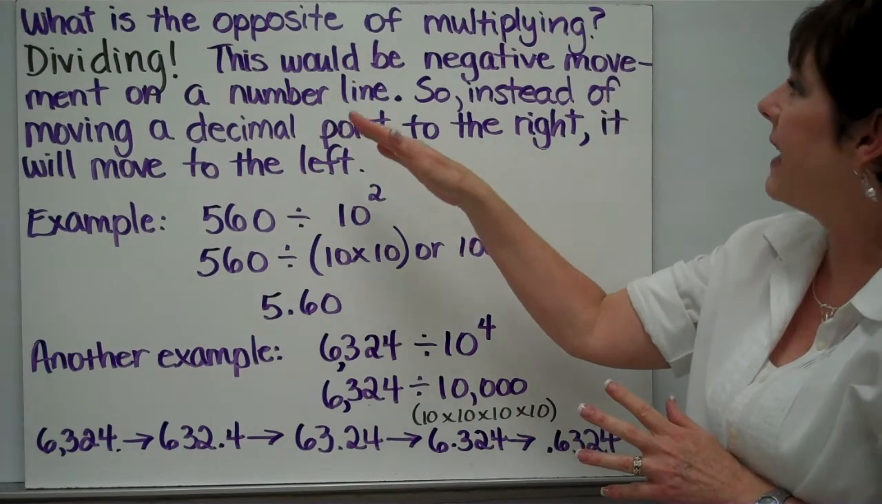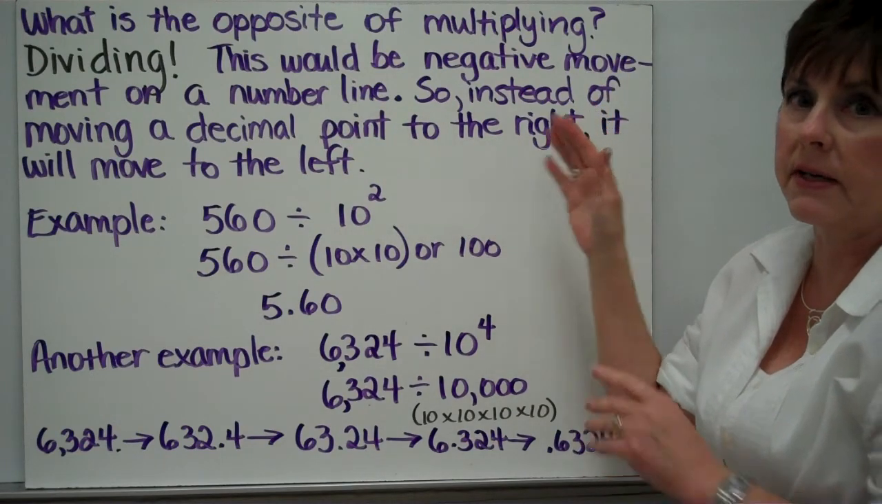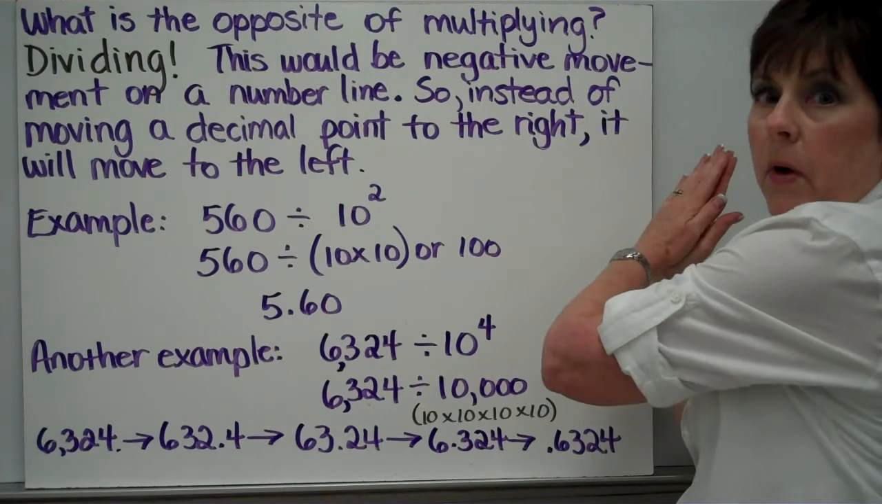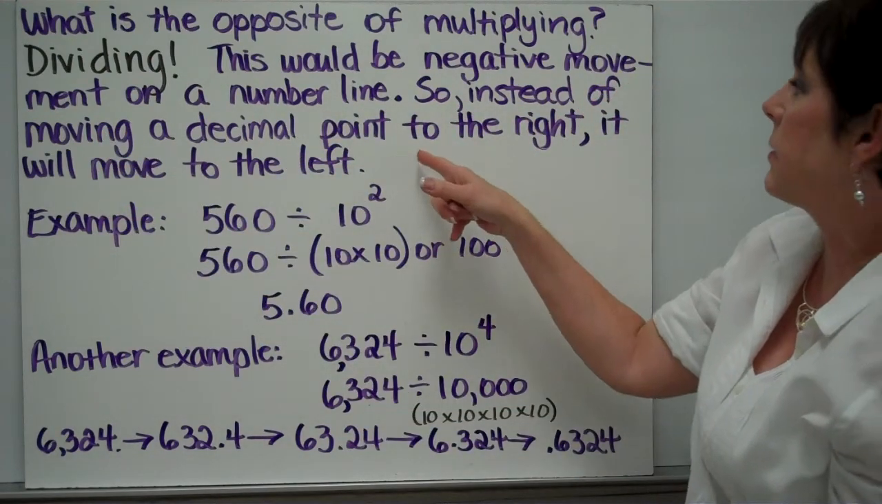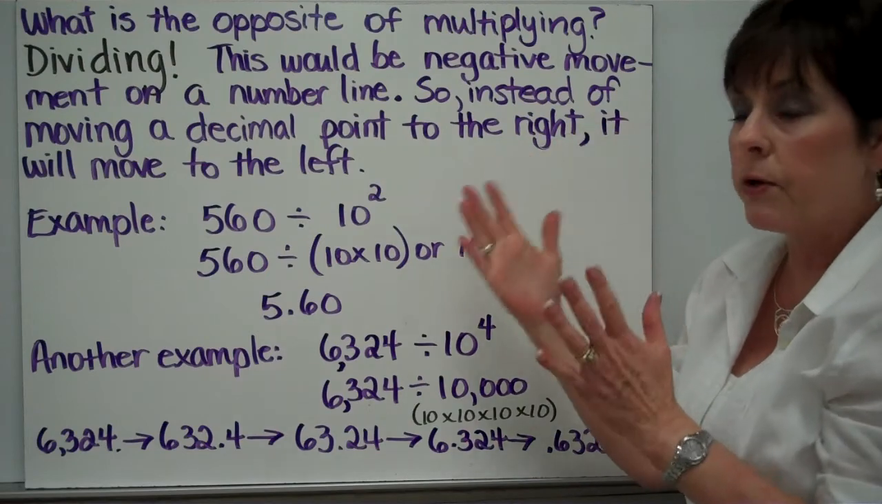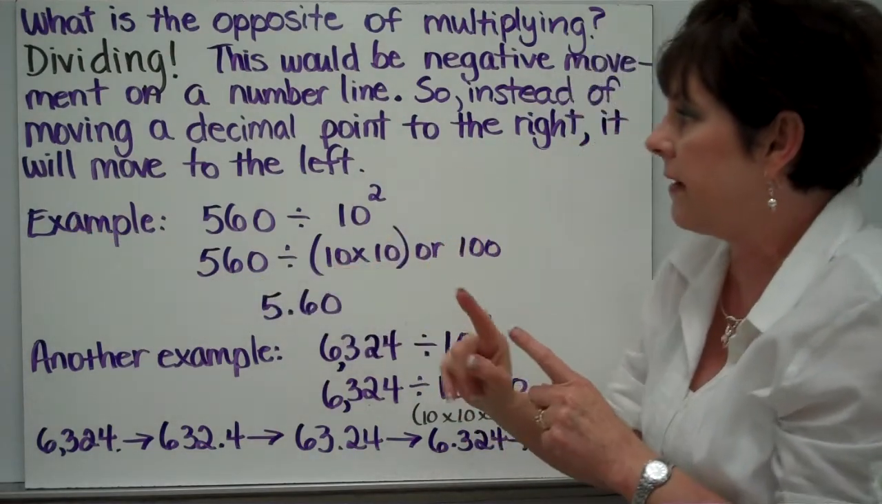So when you divide, it's negative movement. Instead of multiplying going to the right, dividing is going to be to the left. So instead of moving the decimal point to the right, when you divide, it's going to move to the left.